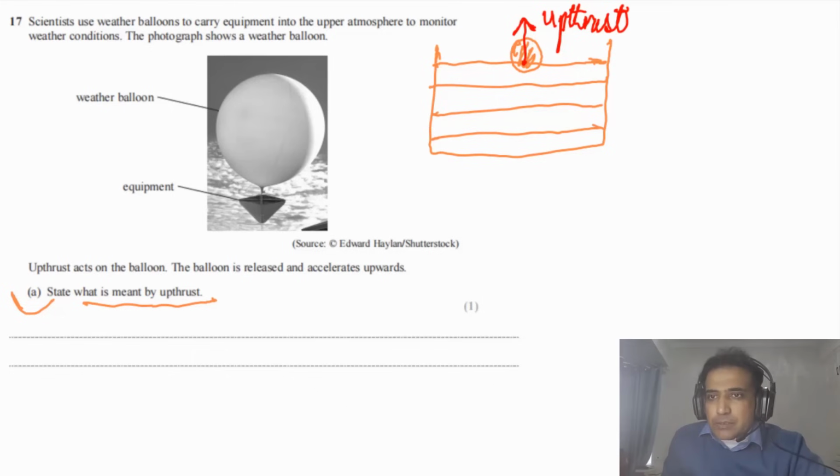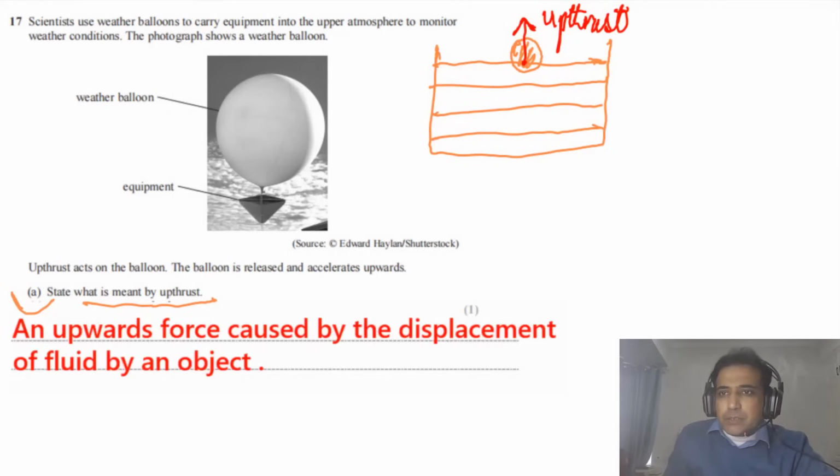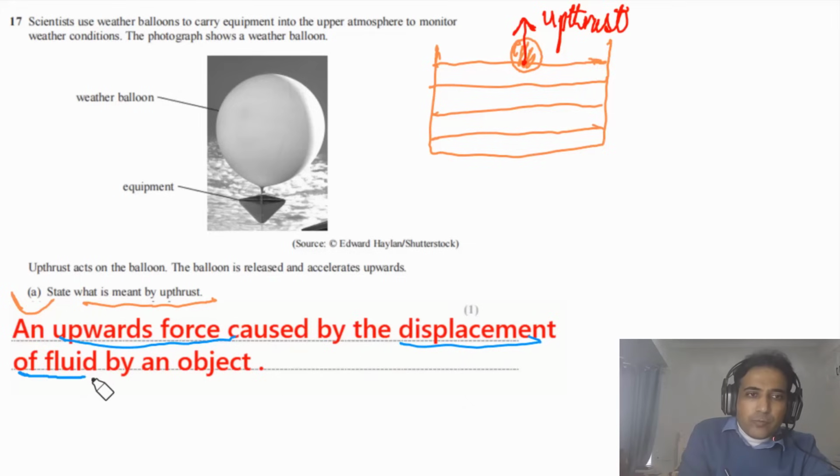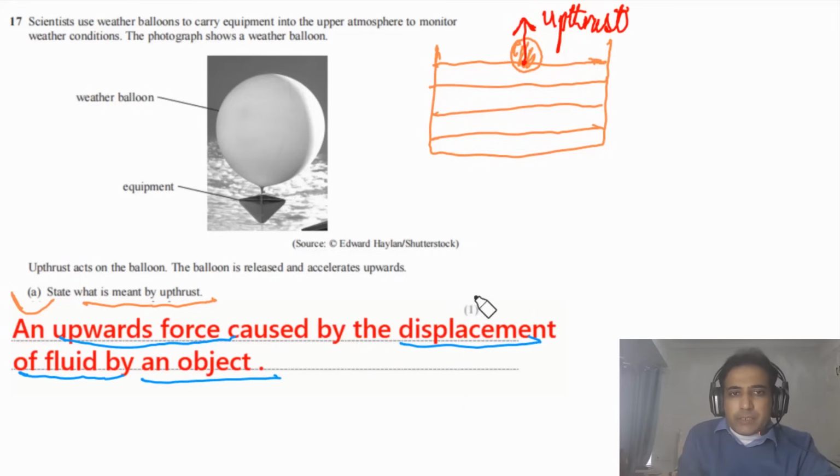Let me show you the answer, how you can write down your answer. In your answer you can mention this point and you will get 1 mark. So simply you can say an upward force caused by the displacement of fluid by an object, and if you have written this one you will get 1 mark.